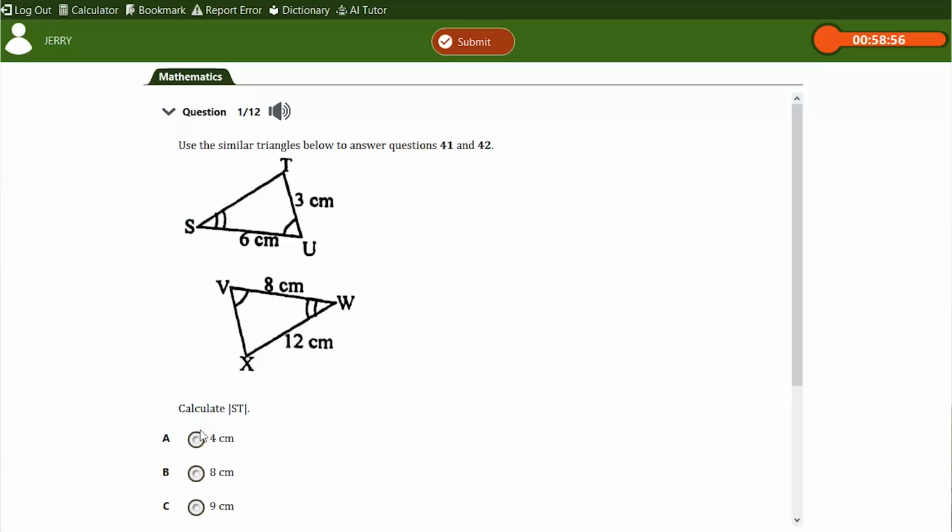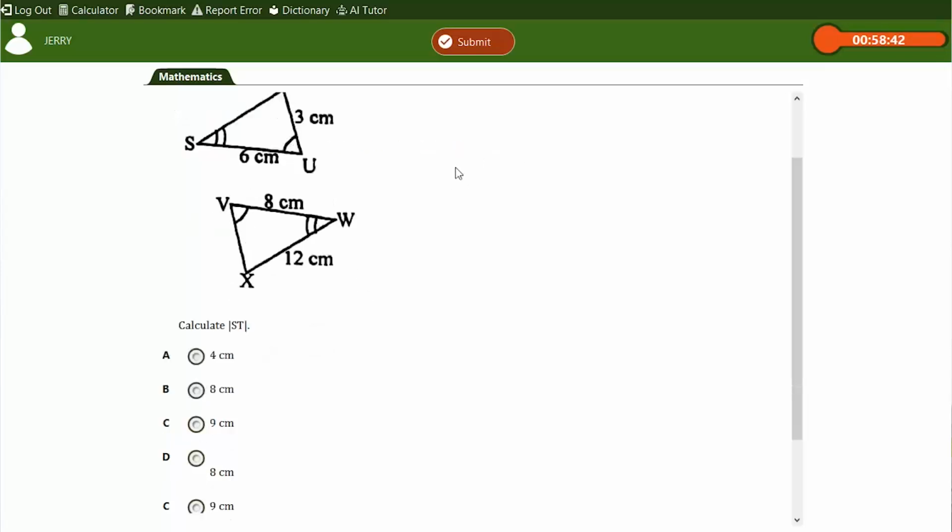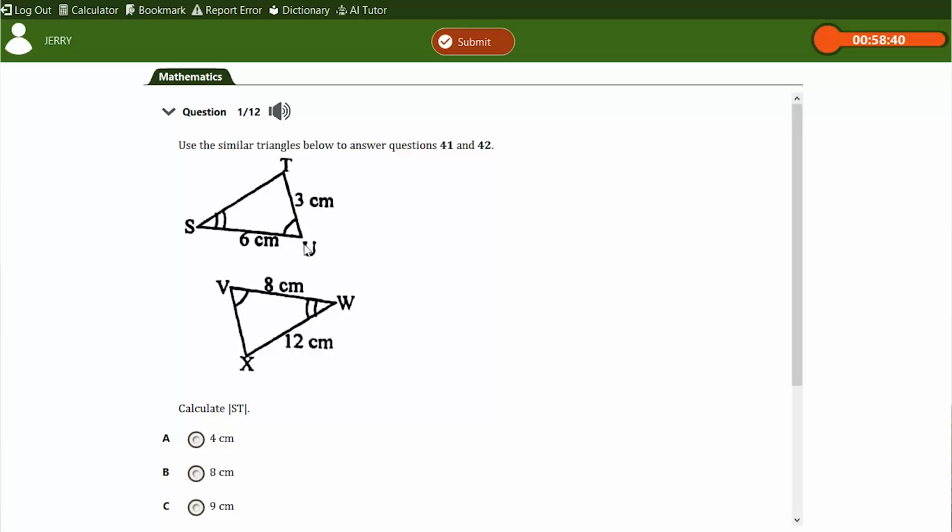Okay, so they're asking us to calculate ST. That is this side, ST. Is that okay now? So let's look at that. They say we should use it to answer questions 41 and 42. So we'll also use this to answer another question maybe along the line. So let's look at the first one.